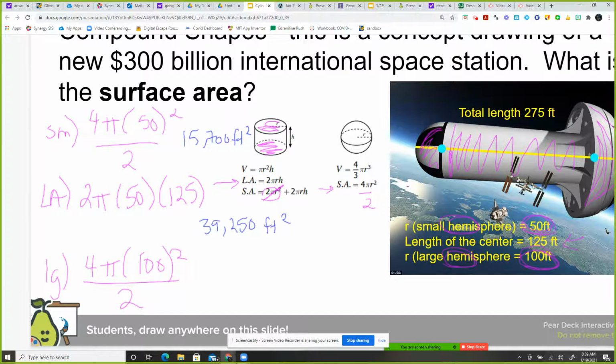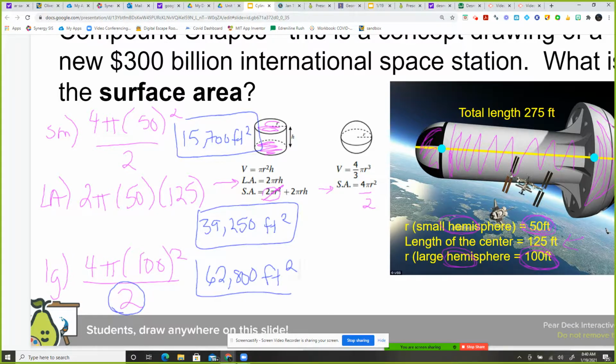And then 4 times pi times 100 squared. Make sure you divide that by 2, right? We only want half of that basketball. We only want half of that sphere. So 62,800. Then we've got to add all of those up. Again, this is surface area, so it's feet squared. So 62,800 plus 39,250 plus 15,700.